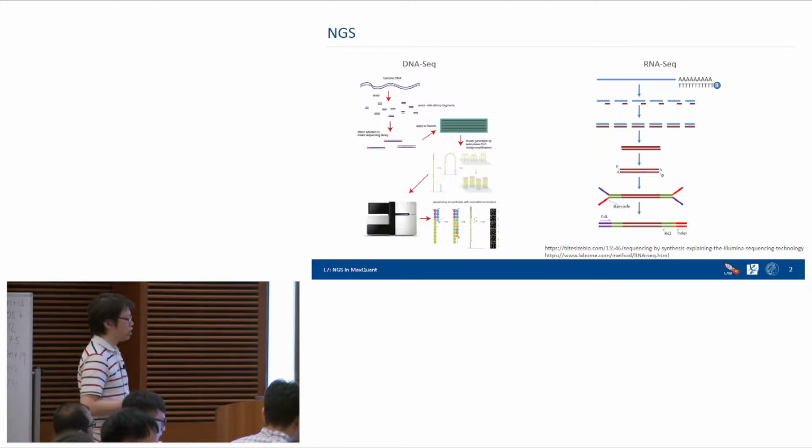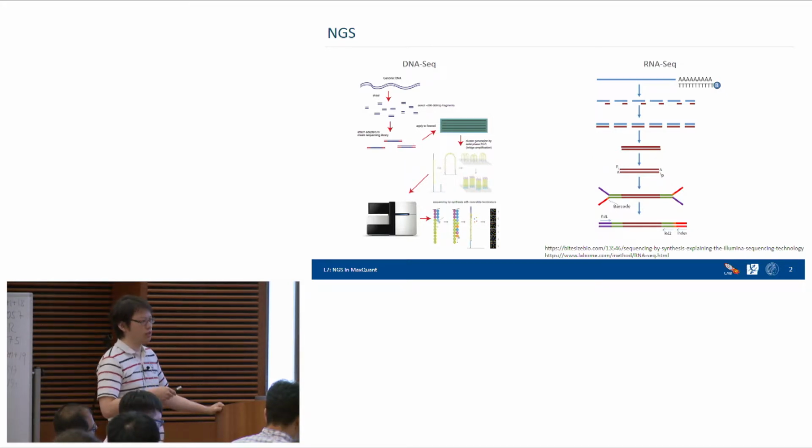And then we attach the adapter to both ends of this fragmented DNA. And then this adapter can be attached to the flow cell. Then we do PCR amplification. Then the DNA can be amplified a lot. And then basically, based on different fluorescence attached to the nucleotides, the machine can tell us what the DNA reads are, what the order of A, C, T, G is like this. So we will get the whole information of this sequence.